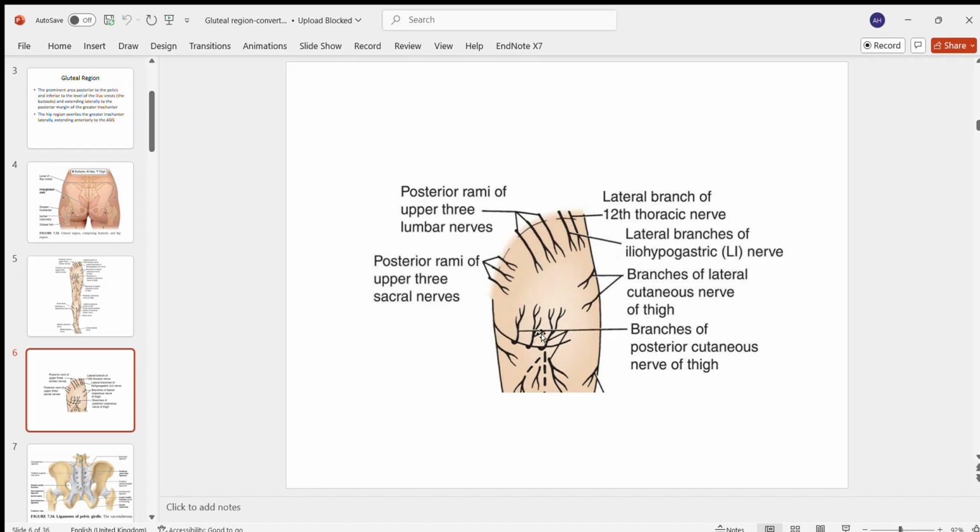The lower inner quadrant is supplied by the posterior cutaneous nerve of thigh and its branches, and the lower outer quadrant is supplied by branches of the lateral cutaneous nerve of thigh. So we divide the gluteal region to four quadrants, and each quadrant is supplied by different cutaneous nerves.